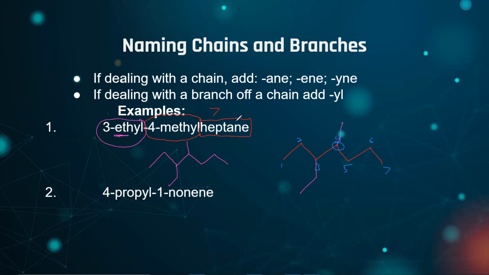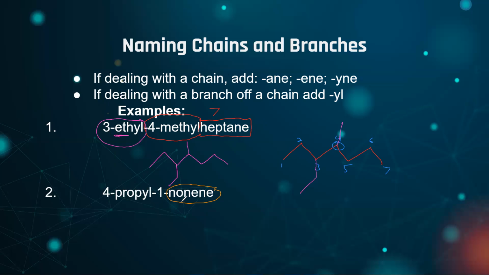And that is how we interpret that name. Again, I know that this looks very complex, but if you break it apart, it becomes much easier. Okay, so let's switch colors. Now I have 4-propyl 1-nonene. Okay, so a few different pieces to this. Once again, circling our main chain because it's the last part.